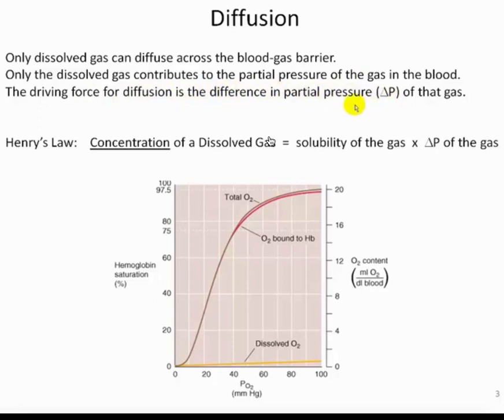What we know is the alveoli are normally at 100 millimeters of mercury, and the oxygen coming in on the venous side is about 40 millimeters of mercury. So that is the delta P, which will drive the diffusion of oxygen from the alveoli into the arterial blood. Specifically, what we're going to talk about for dissolved gas is Henry's law. Henry's law says the concentration of a dissolved gas is equal to the solubility of that gas times its delta P. This comes down to the concentration of oxygen in the arterial blood, in its gas form exerting this 100 millimeters of mercury, which is its solubility times that delta P. These two factors will determine ultimately what that concentration is going to be.